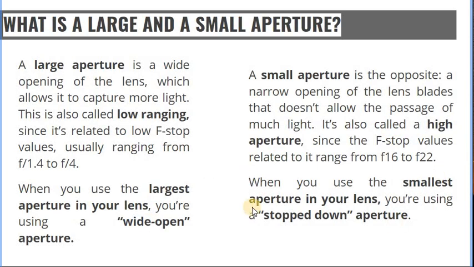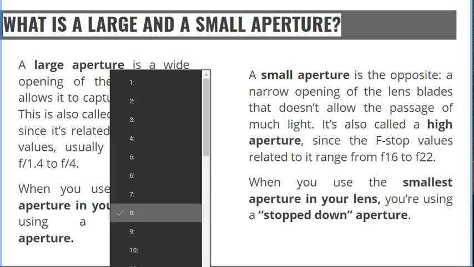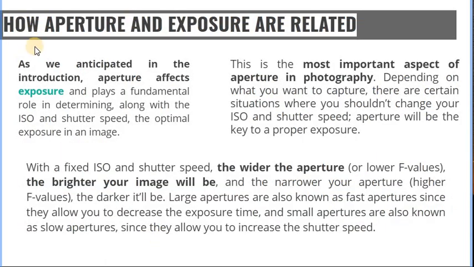Di ba? Okay. Let's continue. Kailan ba natin pwedeng gamitin si large and small? How aperture and exposure are related? Or paano ba nakaka-effect yan sa atin sa exposure triangle? As we anticipated in the introduction, aperture affects exposure and plays a fundamental role in determining, along with the ISO and shutter speed, the optimal exposure in an image.